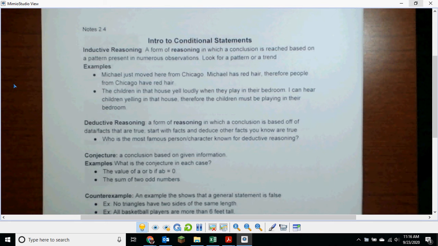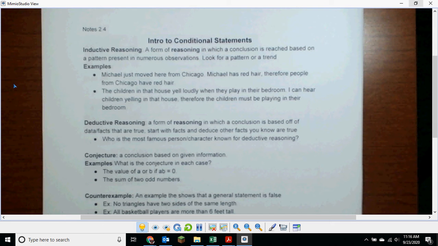Inductive reasoning is known as a form of reasoning in which a conclusion is raised based on a pattern present in numerous or even individual observations. We look for a pattern or a trend. A lot of times I also say this is anecdotal. An anecdote is a story that is told. Well, if we look at just that story and expand that to the larger scenario.